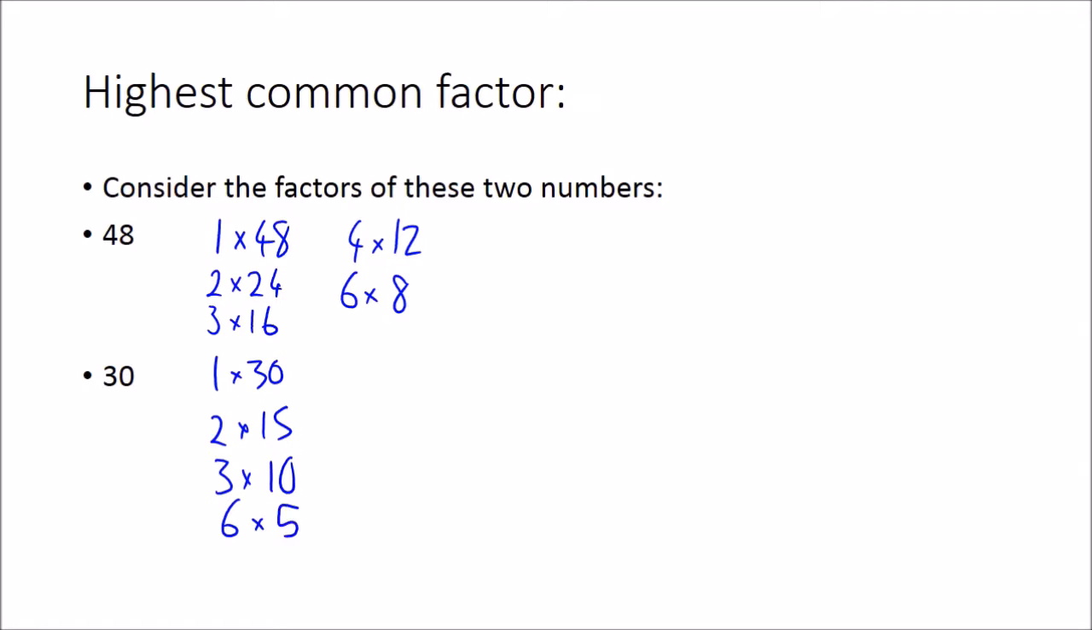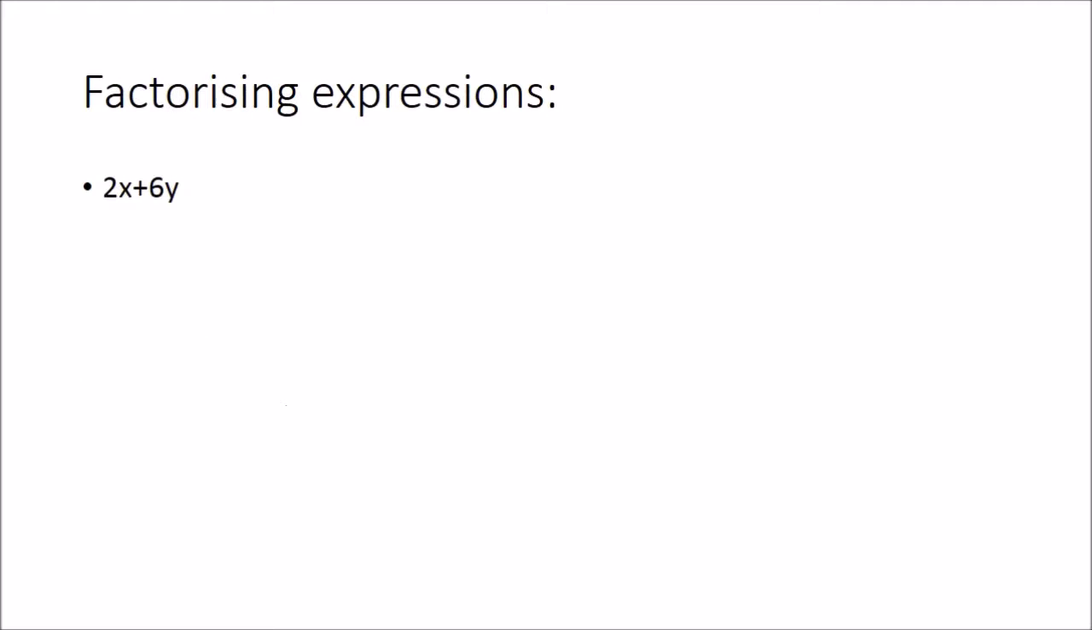Okay, so what are the highest common factors of these two numbers? Now you look through these two lists, assuming I haven't missed anything, and we see that 6 is the highest common factor of both these two numbers, and that's an idea that's going to become important later on.